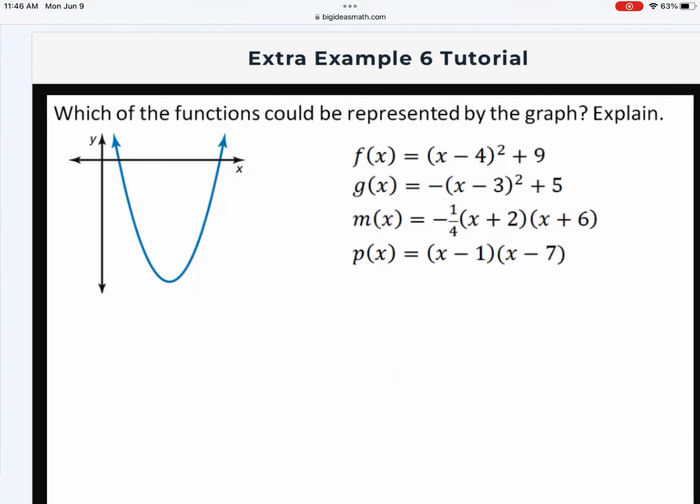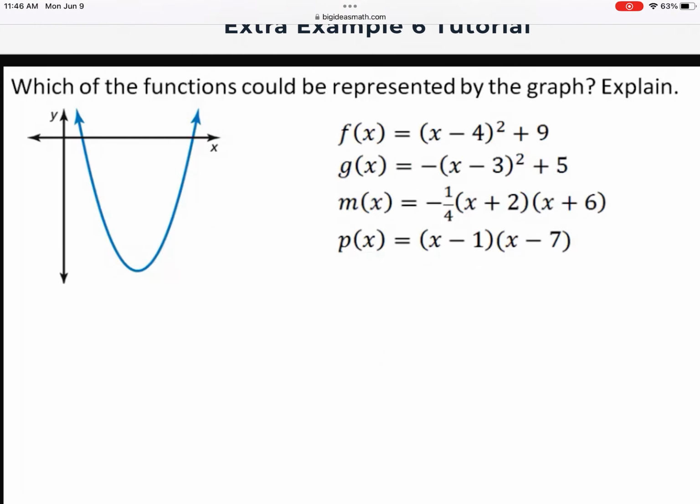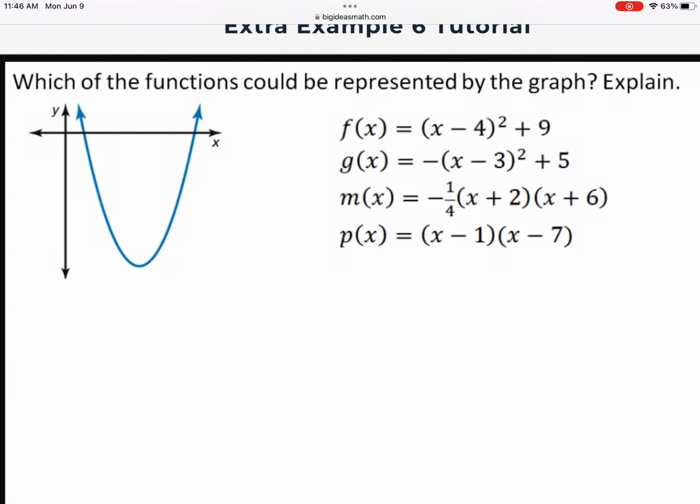Which of the functions could be represented by the graph? Explain. f(x) equals the quantity x minus 4 squared plus 9. g(x) equals the negative of the quantity x minus 3 squared plus 5. m(x) equals negative 1/4 times the quantity x plus 2 times the quantity x plus 6. p(x) equals the quantity x minus 1 times the quantity x minus 7.